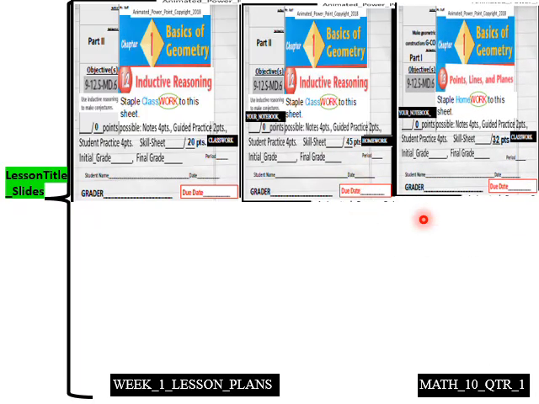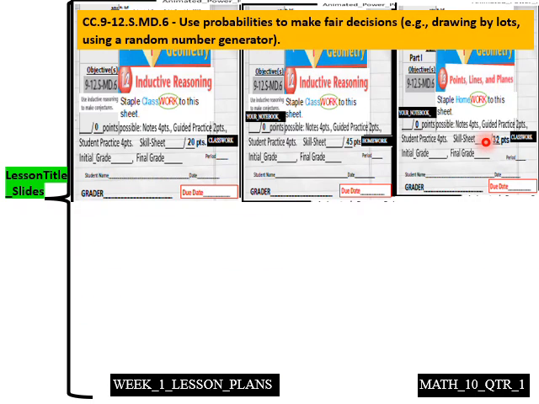And animated. Then we have a classwork here, part 1. We go into 1.3, classwork, 32 points for 1.3 part 1, points, lines, and planes. Now we go into the standards for this part of week 1, like our fourth standard for week 1: Common Core 9 through 12, S.MD.6, use probabilities to make fair decisions. For example, drawing by lots using a random number generator.